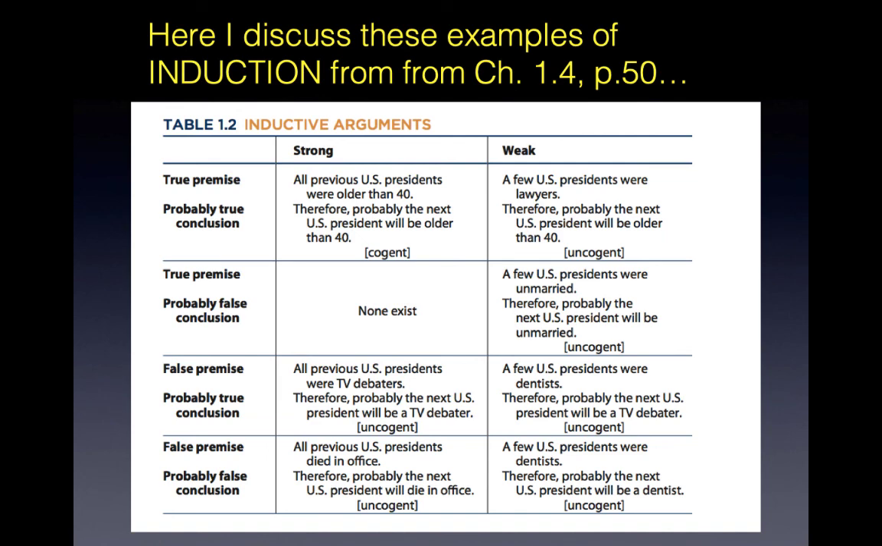Here it says a few. A few could be 1, 2, 3, 4, 5, 6, 7 maybe, but that would still not be enough for us to think that probably the next one will also be unmarried. Now, I know it's true that a few U.S. presidents were unmarried, but that doesn't justify thinking the next one will be. We could change this a little bit and say most U.S. presidents were unmarried. I know that's not true, but suppose it was. Then we can conclude something like probably the next U.S. president will be unmarried, in light of this greater proportion of unmarried than married presidents in the past.